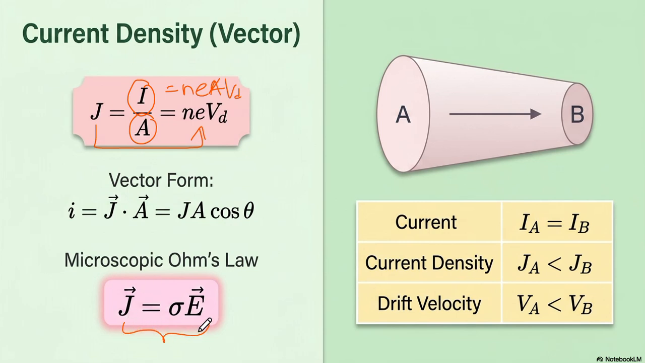And this is the vector form of current density. J is equal to sigma into E. This sigma is nothing but conductivity. And here is the important part.